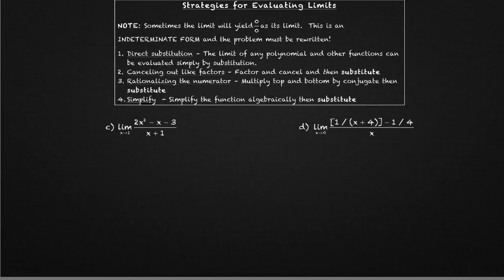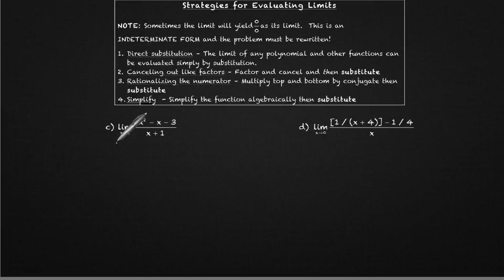Okay, let's try a couple more examples here. The limit as x approaches 1, you have a rational function, which is nothing more than a function that has x's on the top over a function that has x's on the bottom. When you plug in 1 here, you are going to end up getting, let's see.